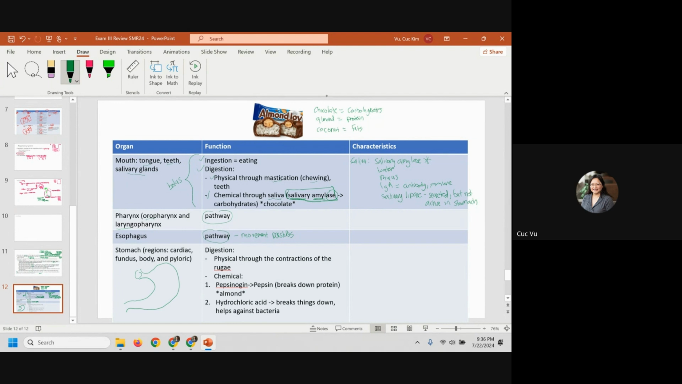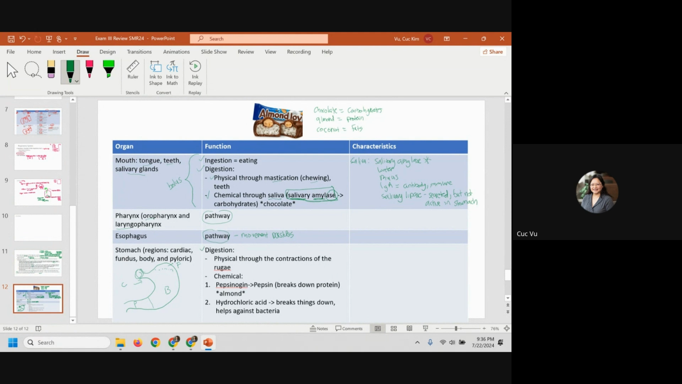It looks like a J shape. This opening right here is called the cardiac. The dome of the stomach is called the fundic or the fundus. Then you've got the body, and then you have the pylori. Okay. So in terms of function, digestion happens here.